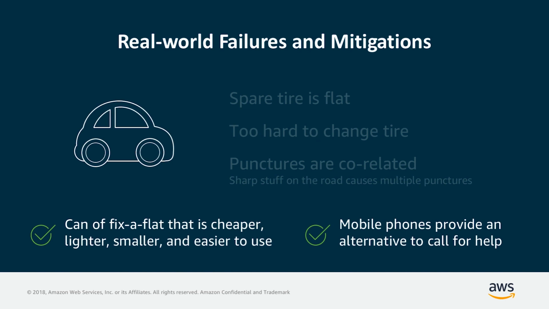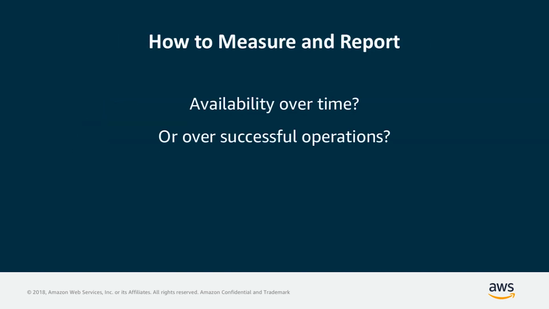So think about the more complex thing. Don't just look at the simple availability calculation. So that's how to think about failures and outages, but how do we actually measure and report these kinds of outages? And there's 2 ways of thinking about it. One is to measure availability over time, which is sort of the traditional way of thinking about it. The other way is to think about successful operations.